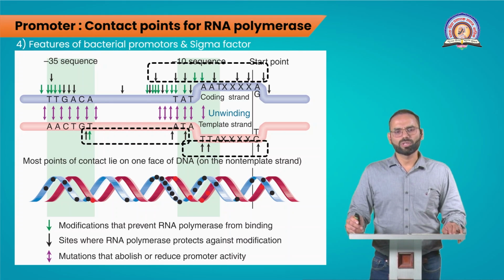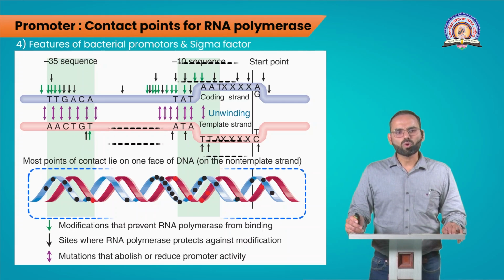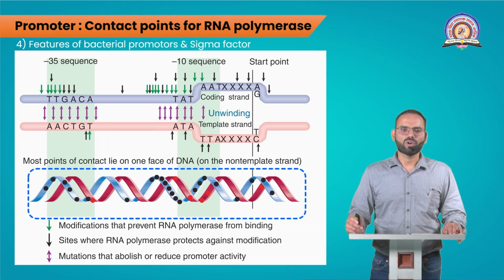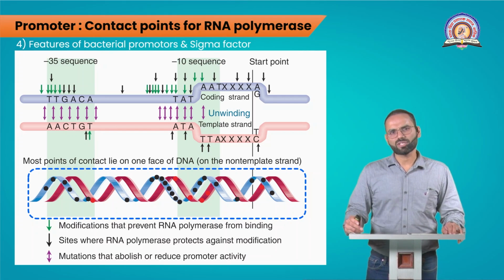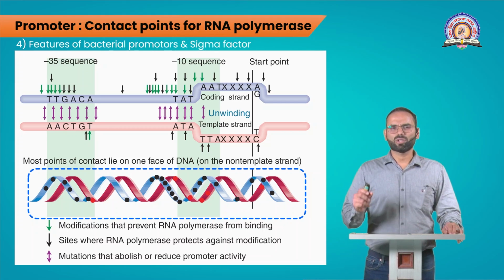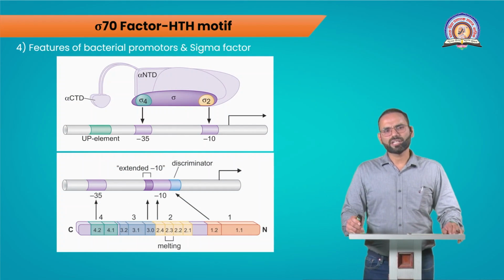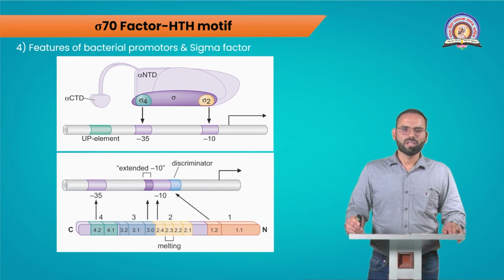And the black arrow here depicts that these are the sequences which are in turn protected by RNA polymerase against any sort of modifications such as alkylation or methylation, which are important for modulation of gene expression. So what we can conclude out of this is most points of contact for RNA polymerase lie only on one face of the double-stranded DNA molecule, and that one face is nothing but the non-template strand, which is the coding strand.